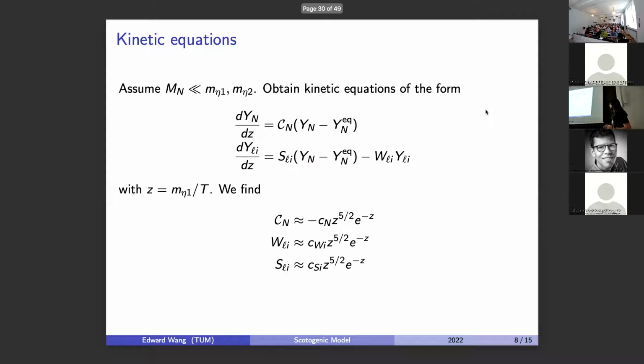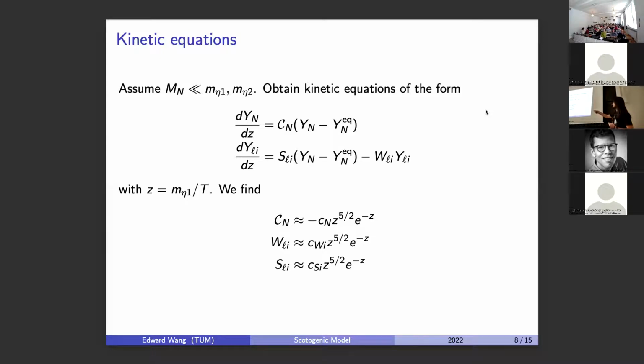What we find by explicit computation is that we can parameterize the different terms by these constant parameters that only depend on the parameters of the model, Cn, Cw, and Cs, times some z dependence. And here what's also important to notice, we have this exponential suppression for large z, which just reflects the fact that, as Olga has explained, at late times the temperature drops and the number density of the particles also drops. And so at some point these reactions freeze out because they become slower and slower, until nothing changes anymore.